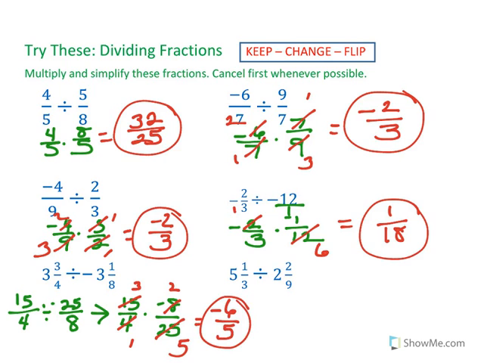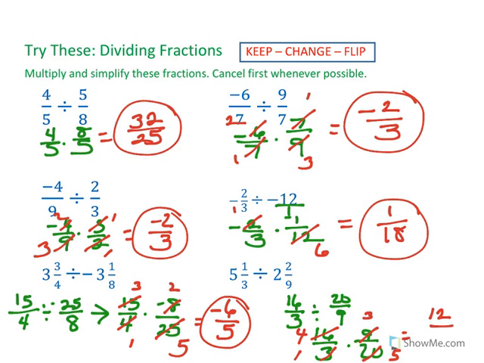All right, one more here. 15 and 1 is 16/3 divided by 18 and 2 is 20/9. I think I'm going to put this right down here. 16/3, keep, change, 9/20, and cancel. 4 goes into each of those, 4 and 5, and I end up with no negative signs to worry about. I end up with 12/5. How did you do?